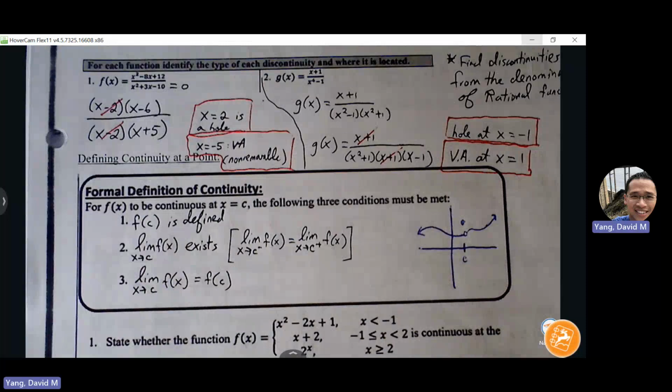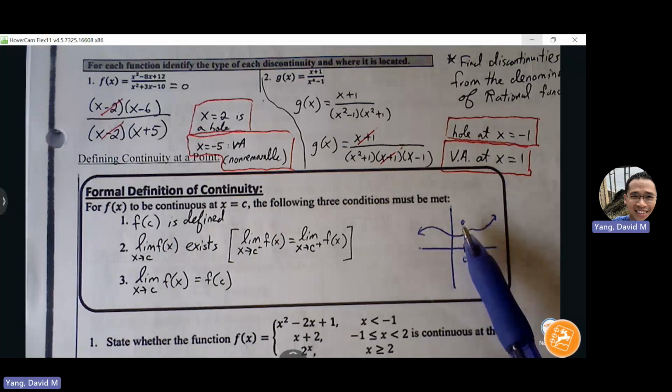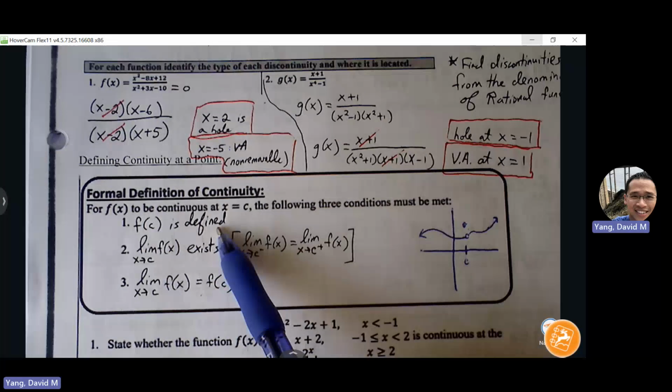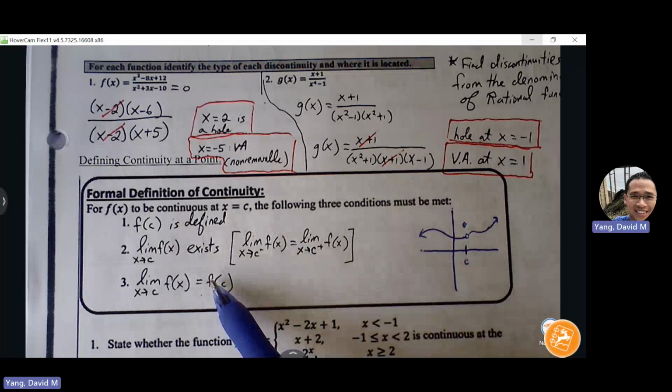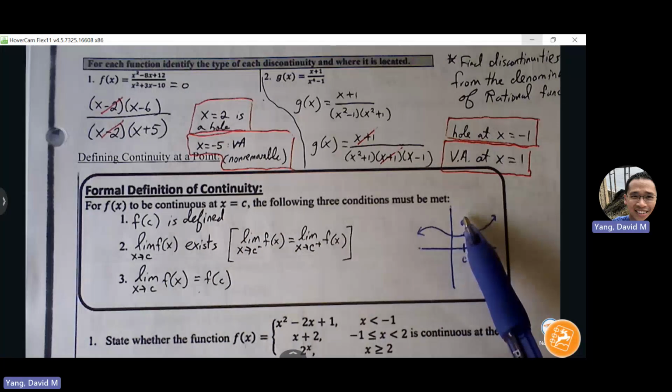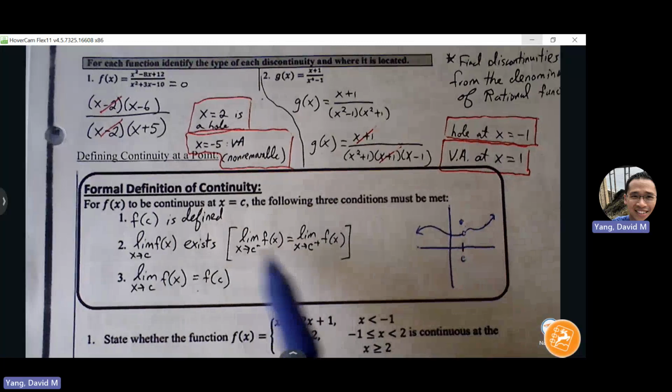Are they in agreement? Is the point that's defined located in the same place as where your limit is defined? In this case, I purposely drew it where the point did not match up with where the hole is. So this would fail the third condition, even though it passed the first two. In order for the third condition to pass, that point has to be in the exact same location as where you found your limit to be.